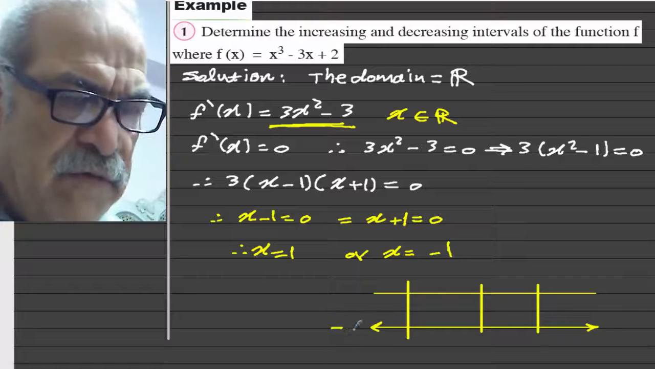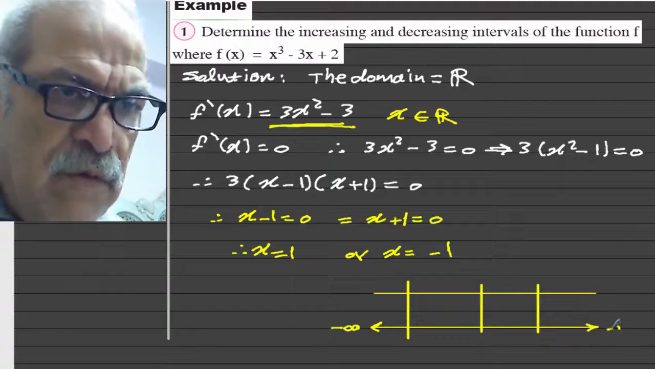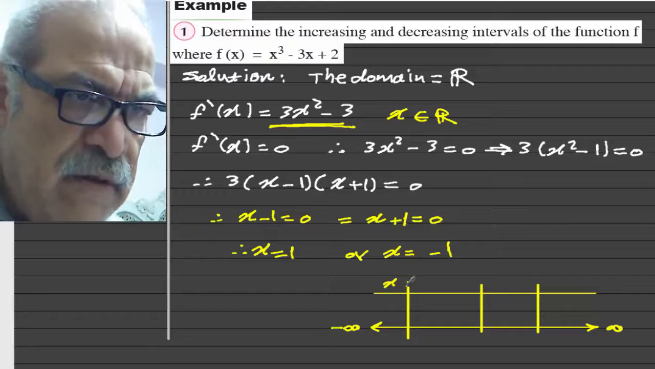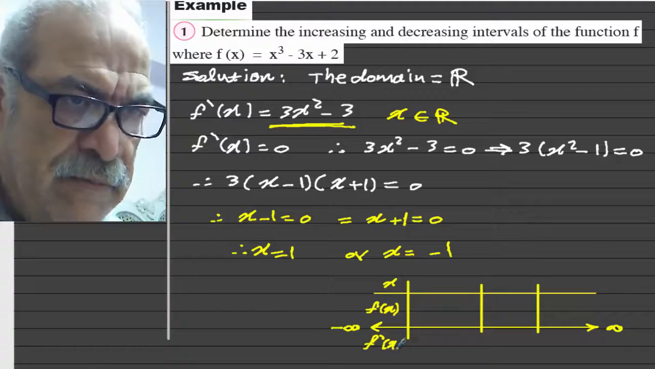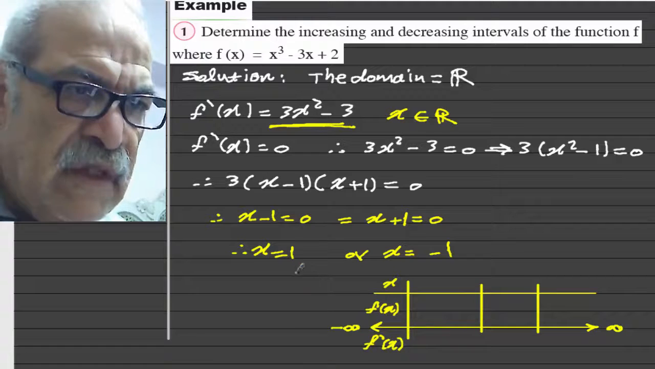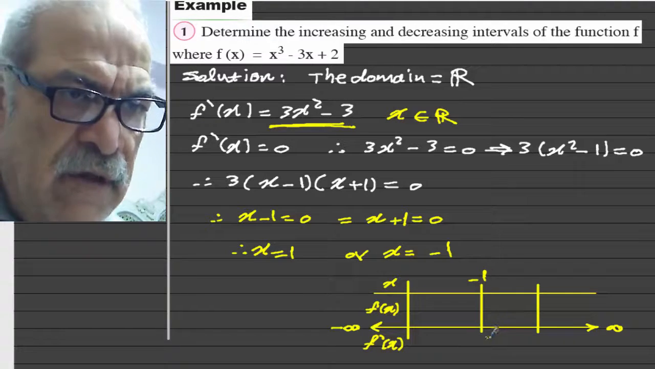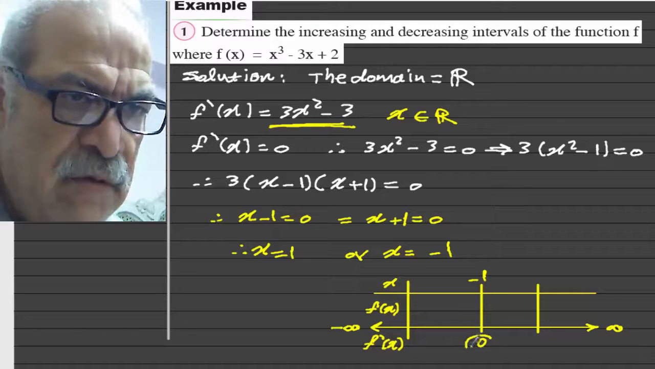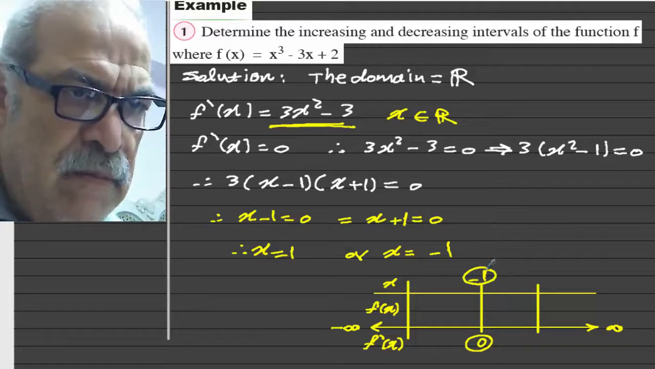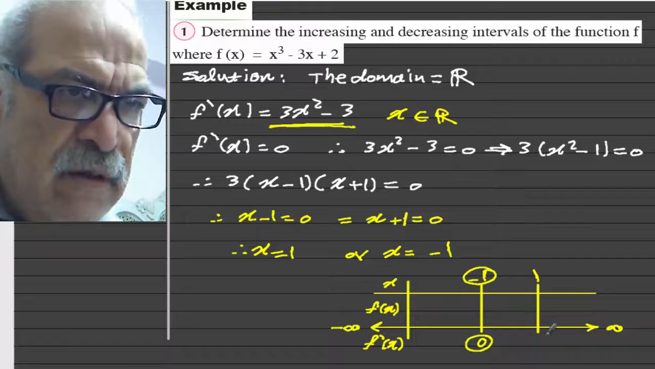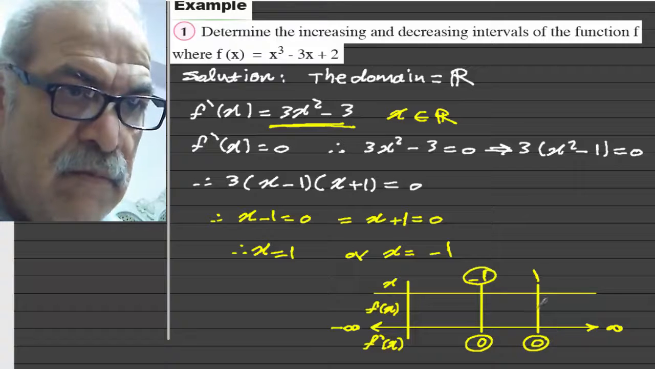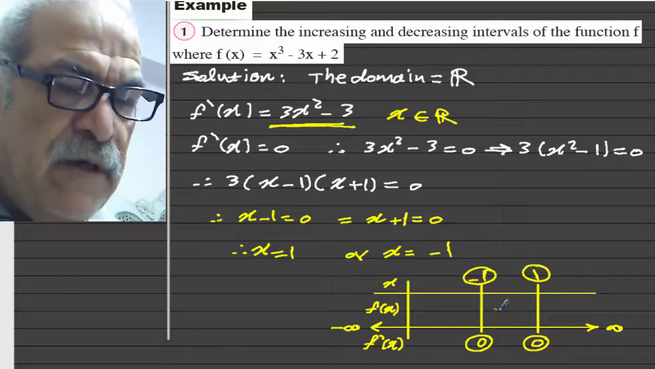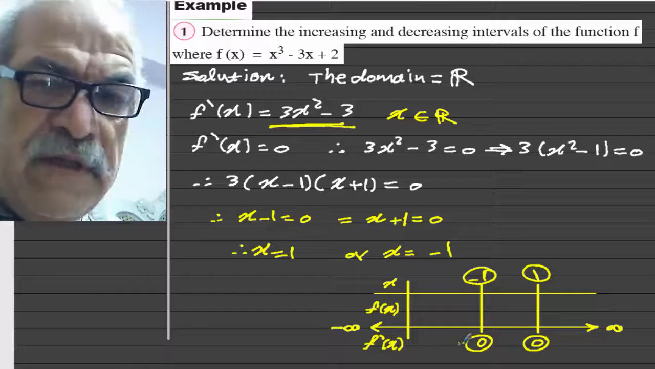It is from negative infinity to infinity. Here we have x, f of x, and f dash of x. When x equals negative 1, f dash of x equals 0. When x equals 1, also f dash of x equals 0. Now we will investigate the sign.